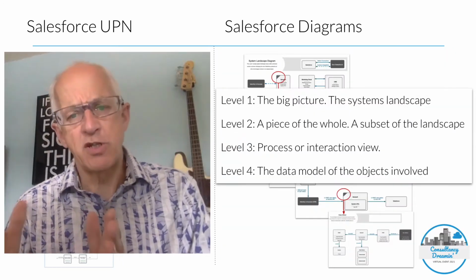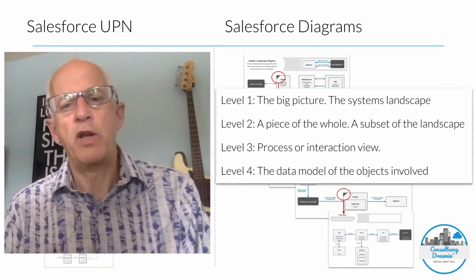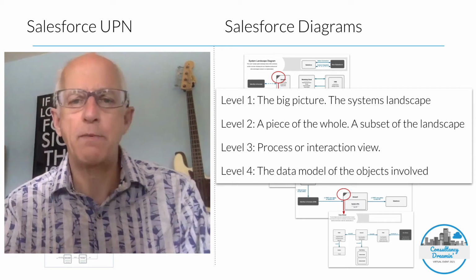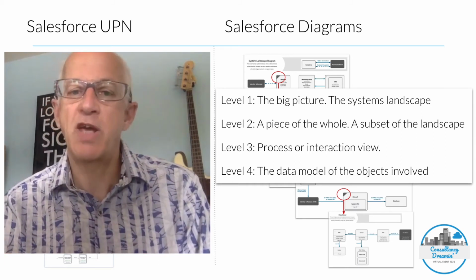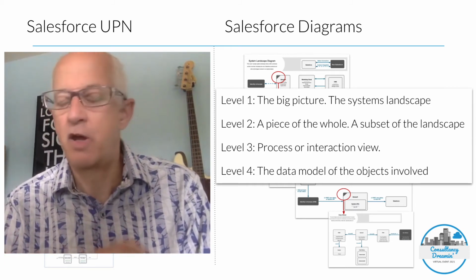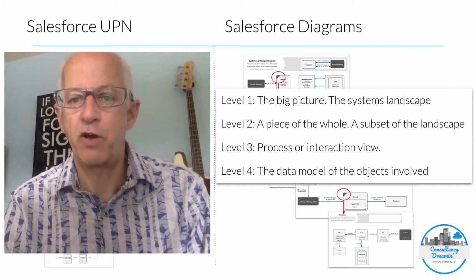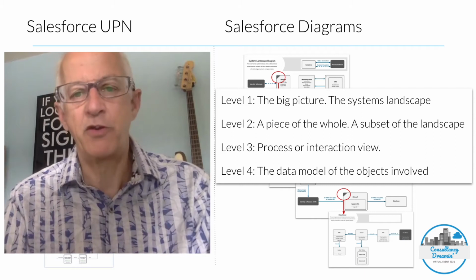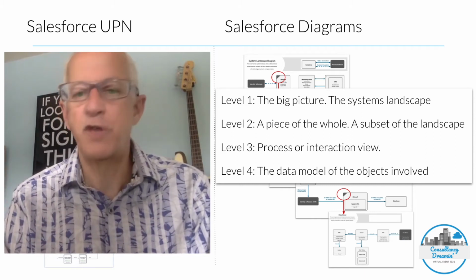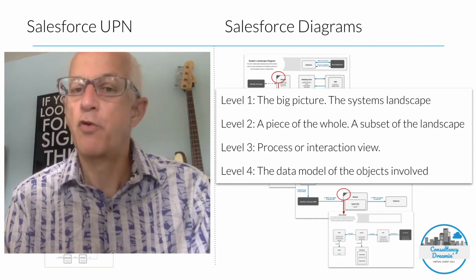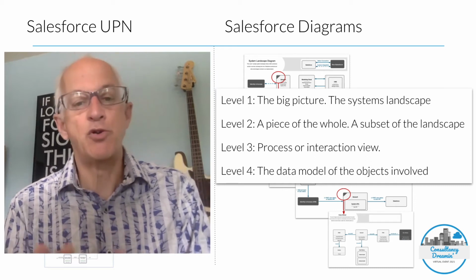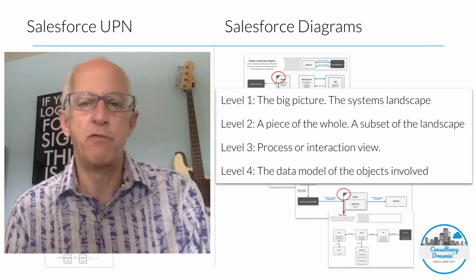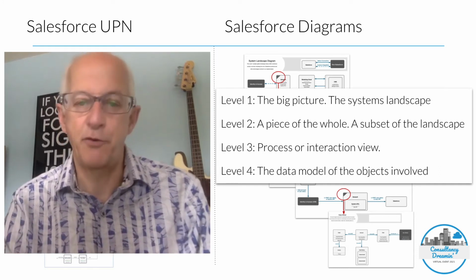Salesforce diagrams has a slightly different approach. The level 1 is the big picture. That's the systems landscape. That's the core capabilities. Level 2 is taking an area of that and focusing in a bit more detail. Level 3 is, again, more detail again, but starting to think about the process or the data flow, the interactions. And then level 4 is the data model. But just the data model, just the objects that are involved, not all 400 objects, but just the ones that were involved in level 3.